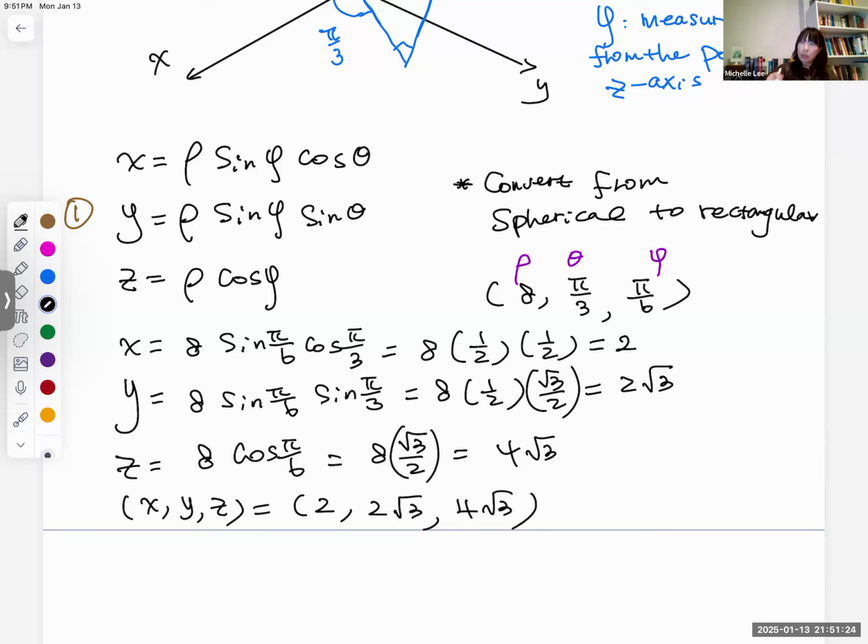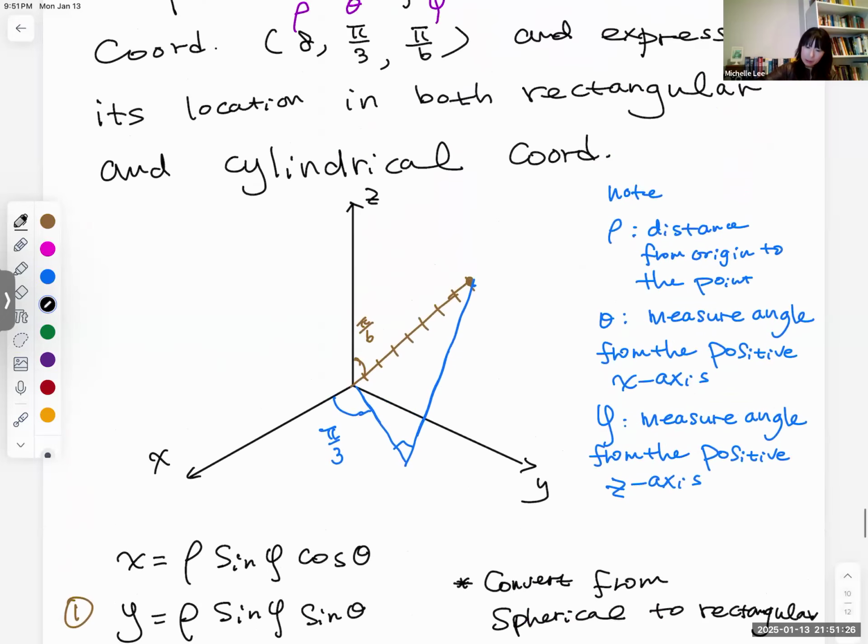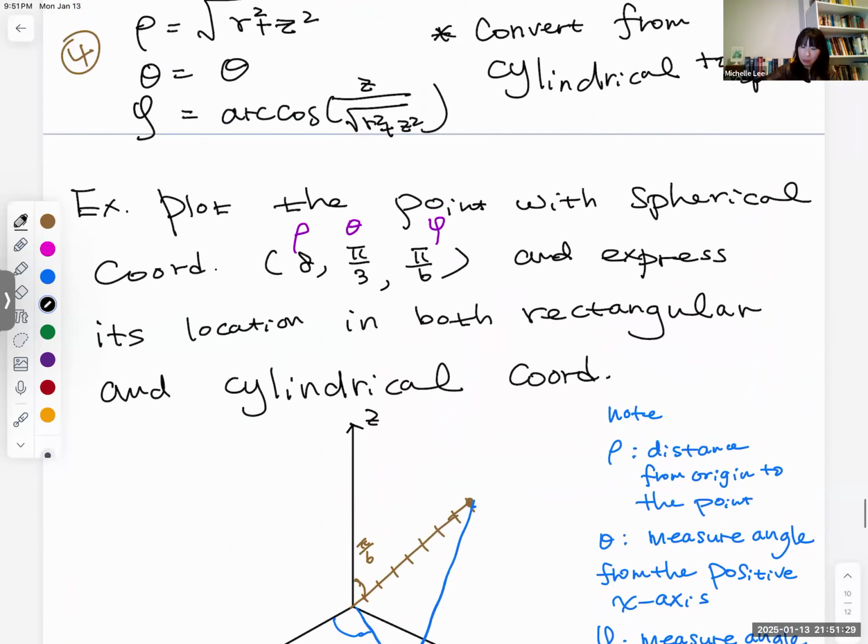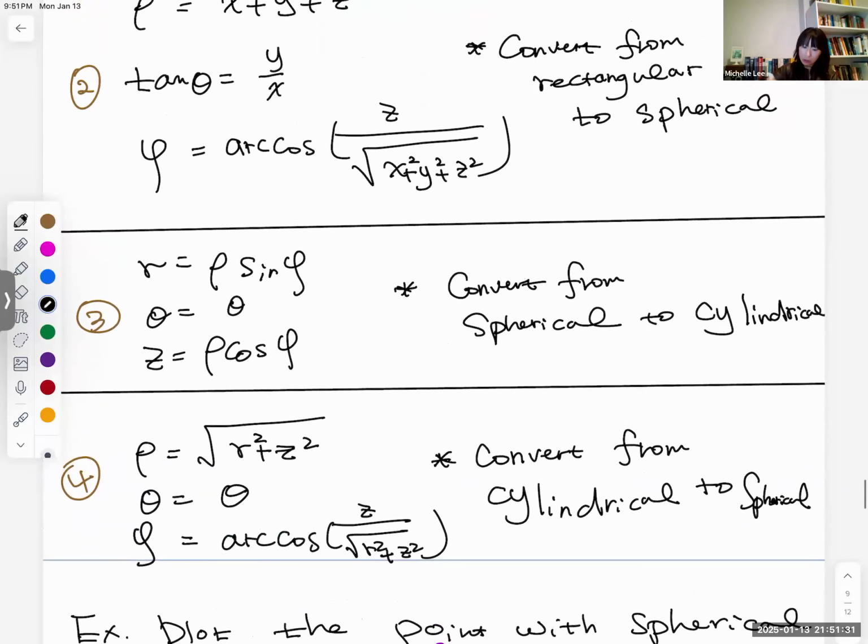Okay, cylindrical coordinate. So we have spherical and then cylindrical, right? So we are using this one.